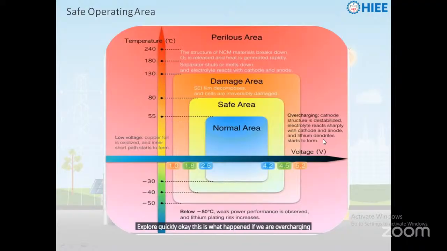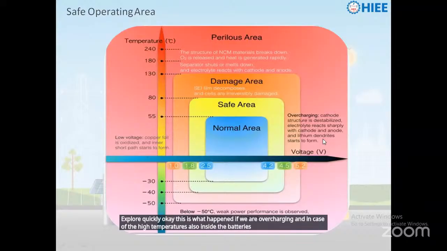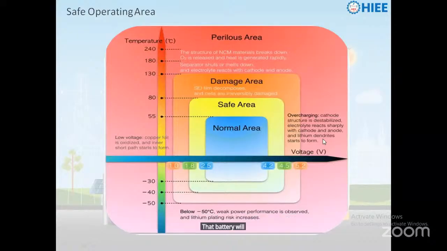And in the case of high temperatures also, inside the batteries you will have electrons, each having their own respective orbitals. If heat is continuously given to those orbital electrons, those electrons will get excited. If the electrons are continuously excited, then there will be collisions of electrons, and that battery will blast for sure. Okay, now how do we protect that battery?